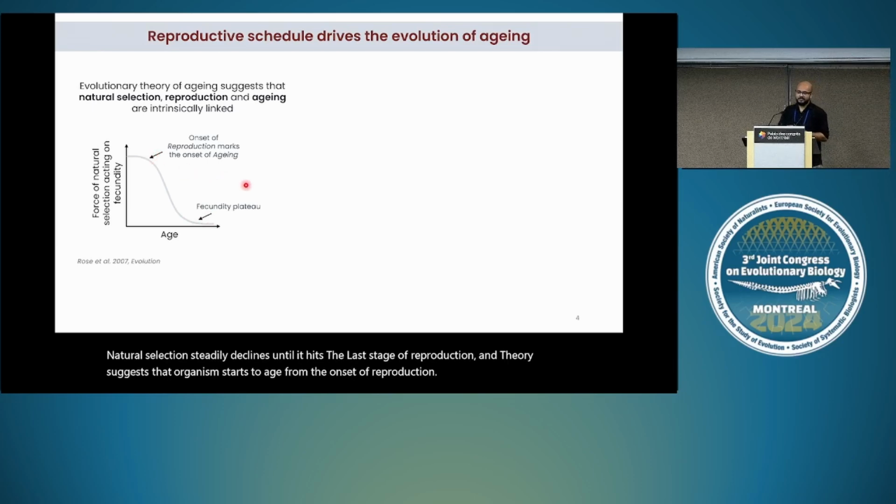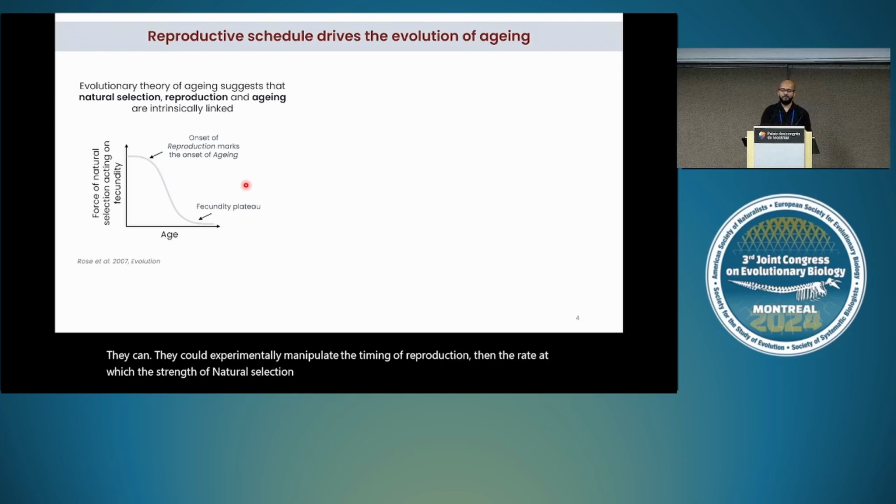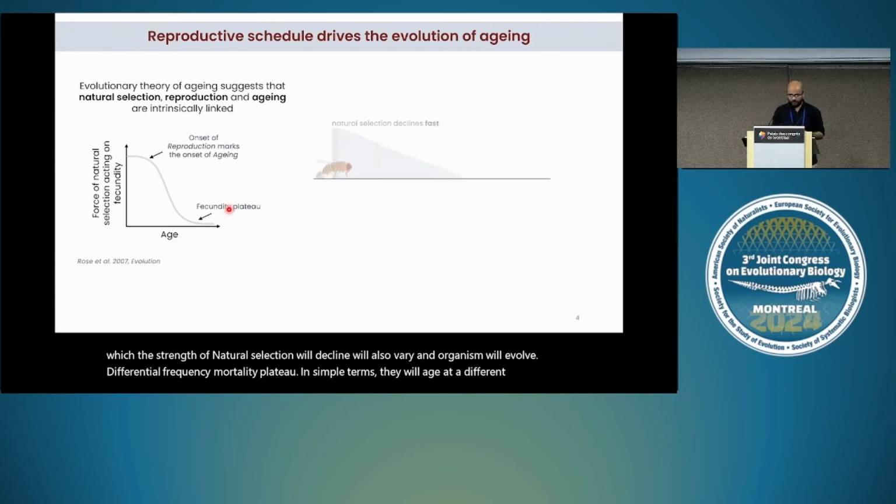Now, keeping this theory in mind, what Michael Rose and colleagues did was hypothesize that if they could experimentally manipulate the timing of reproduction, then the rate at which the strength of natural selection declines will also vary, and the organism will evolve a differential fecundity mortality plateau. In simple terms, they will age at a different rate. So what did they do?